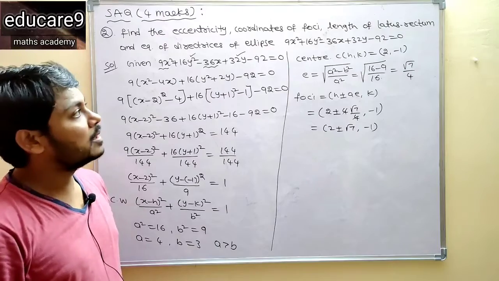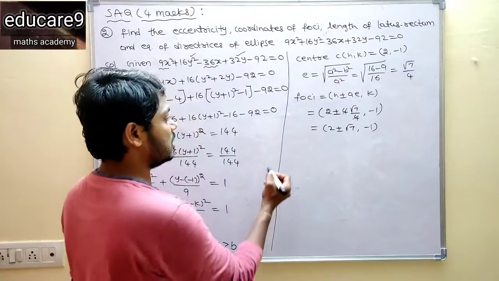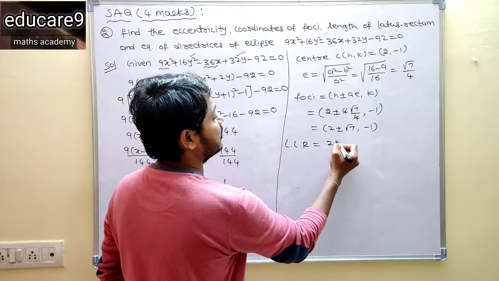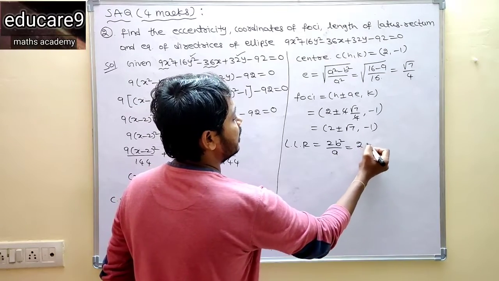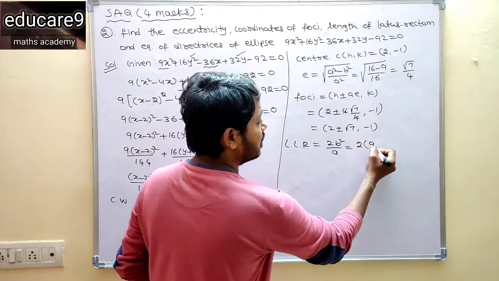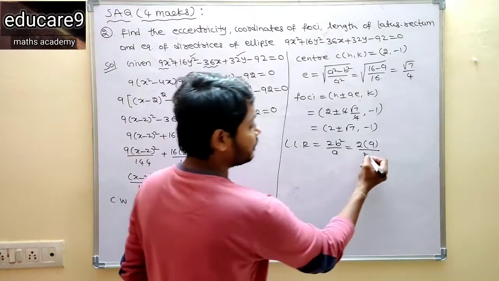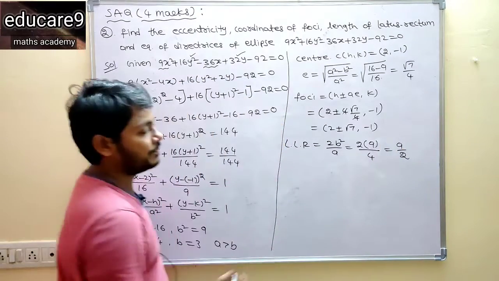Next, find the length of latus rectum, that is simply LLR. You know that the formula is 2b square by a. So 2 into b square value 9, divided by a value 4. So this is equal to 9 by 2.